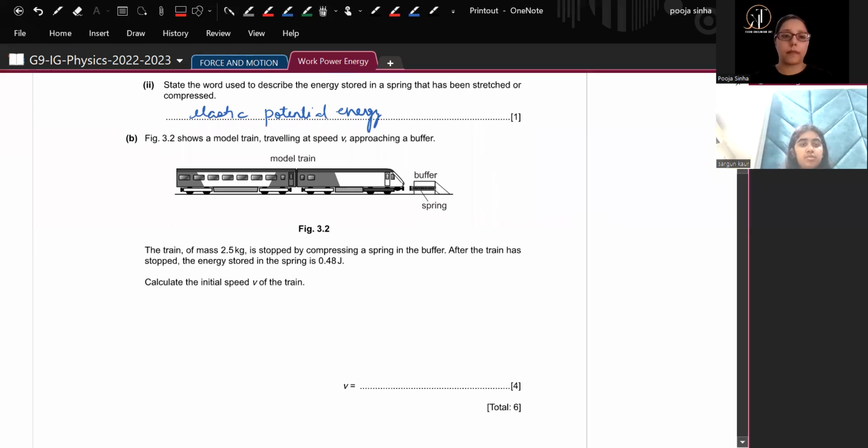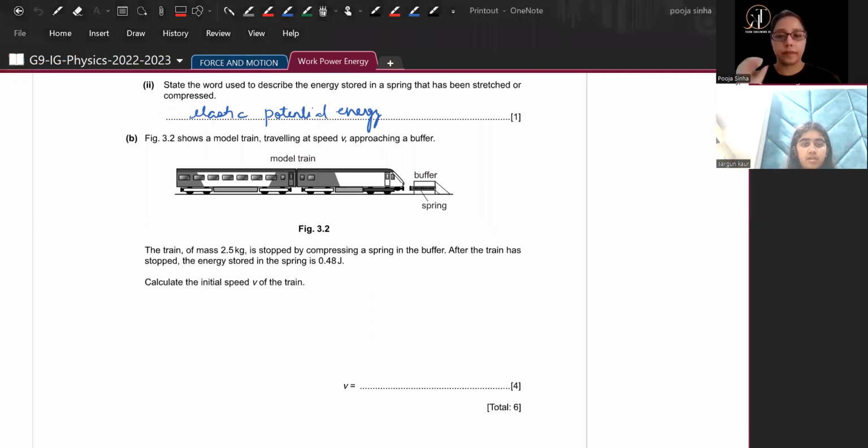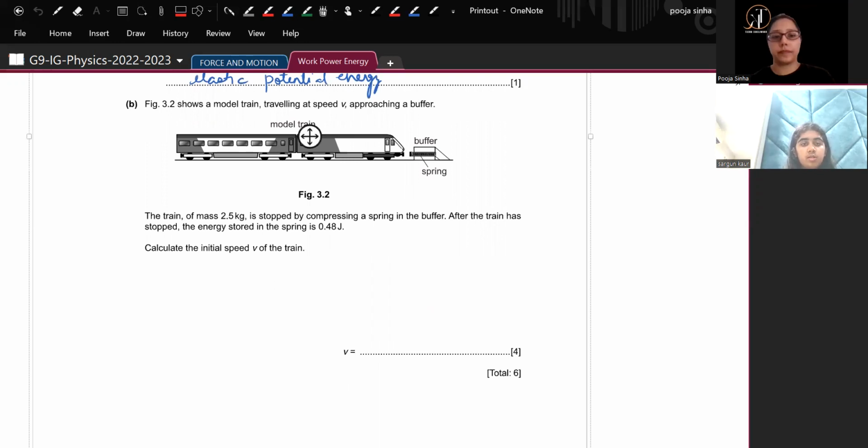Oh, figure 3.2 shows a model train traveling at speed v approaching a buffer. The train of mass 2.5 kg is stopped by compressing spring in the buffer. After the train has stopped, the energy stored in the spring is 0.48 joules. Very easy question. Yeah. Calculate the initial speed. Okay.